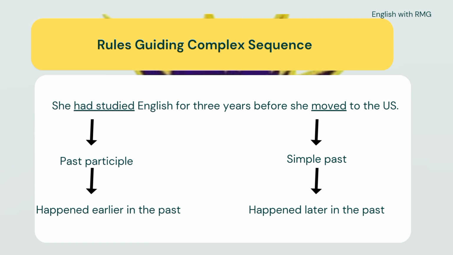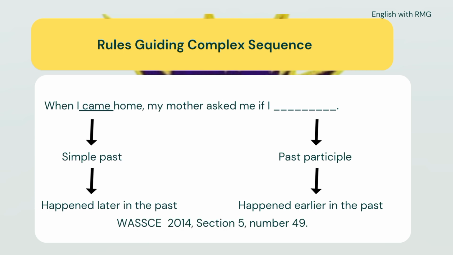So let's consider this example. She had studied English for 3 years before she moved to the US. So this is retelling what has happened before. So, she had studied English. From the context, studying English has happened earlier in the past, before she moved to the US, which is an action that happened later in the past. So the earlier action will be in the past perfect because I need to show that this one actually happened first in the past, before the simple past action happened.